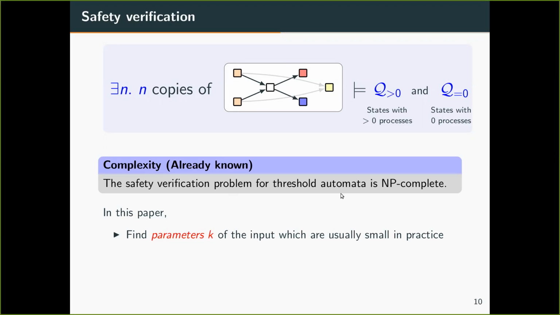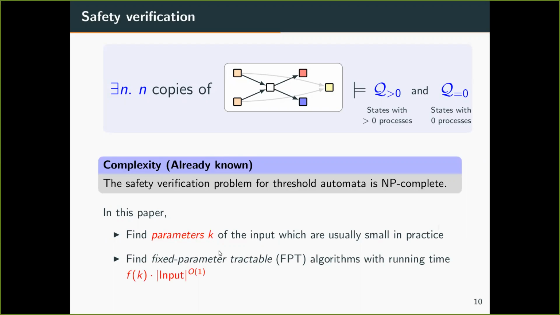So in this paper, what we do is the following. We find parameters of the input, which are usually small in practice. What I mean by this is the following. It has been observed in practice that the resilience condition for threshold automata is usually very small. It usually contains constraints of roughly size 5 or 6, and hence the size of the resilience condition is a potential parameter which is usually small in practice.